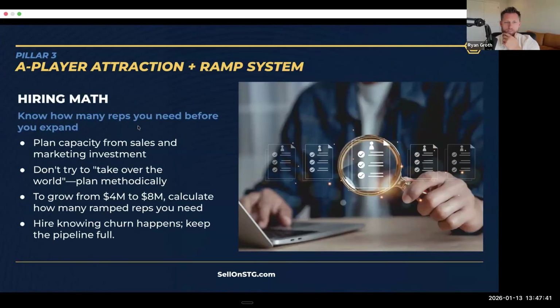So how many reps do you need before you expand? You need to plan that. Plan your capacity from sales and marketing investment. Don't try to take over the world. Plan methodically, right? Win the long game. To grow from 4 to 8 million, how many ramped reps are you going to need? How long is that going to take, right? You've got to hire knowing that churn will happen.